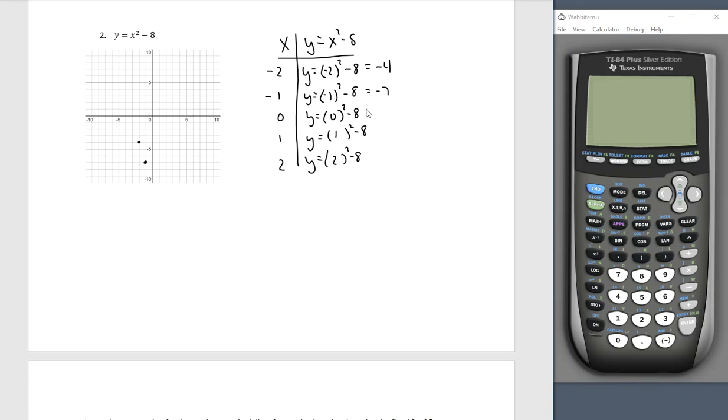0 squared is 0. 0 minus 8 is negative 8. 1 squared minus 8, that's 1 minus 8, that's negative 7. 2 squared is 4. 4 minus 8 is negative 4. Notice how these values repeat. Let's take a look. Negative 8, negative 7, and negative 4.